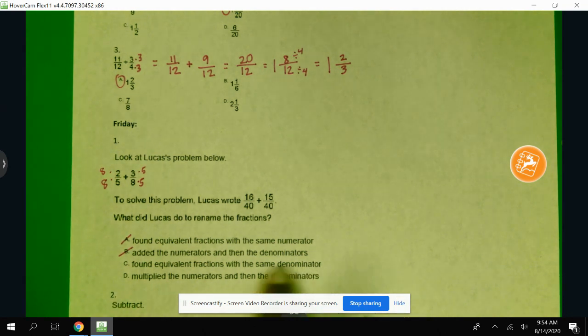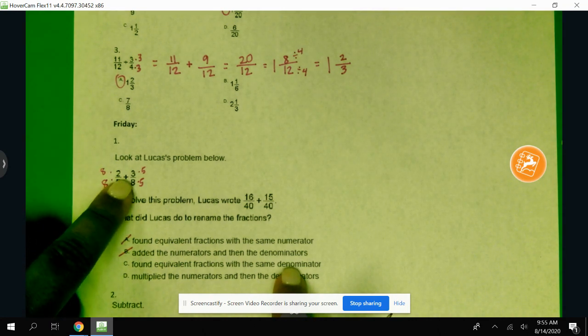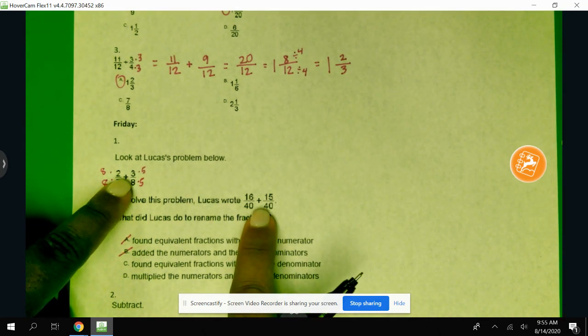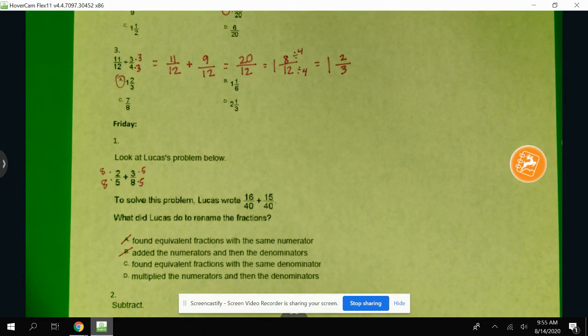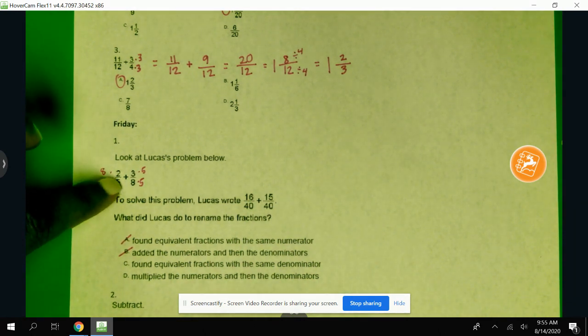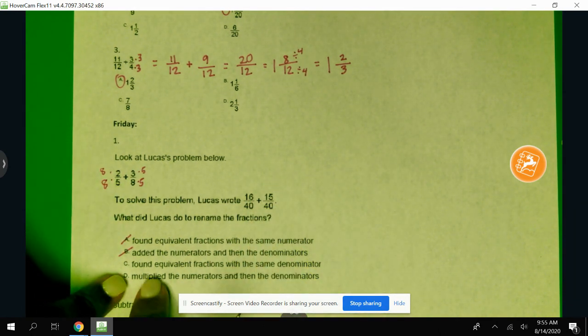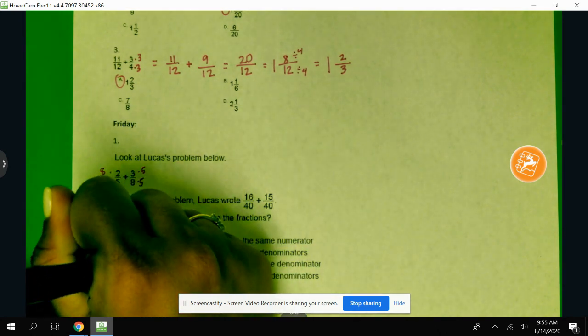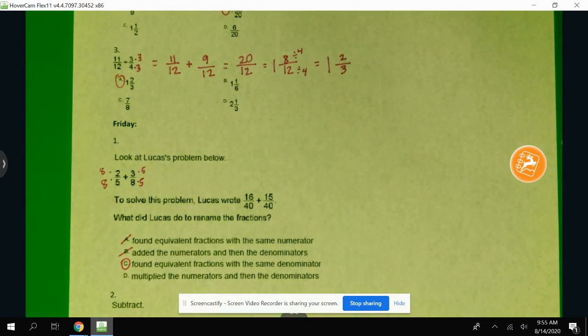Yeah, he found the common denominator, the same denominator, which means that these fractions are equivalent to these fractions, okay? Remember, they're basically the same. They're just, this is the simplified version of this, okay? So they're equivalent fractions with the same denominator. So that's answer choice C. And then obviously D is not right as well. He multiplied numerators and then multiplied denominators. He did not do that.